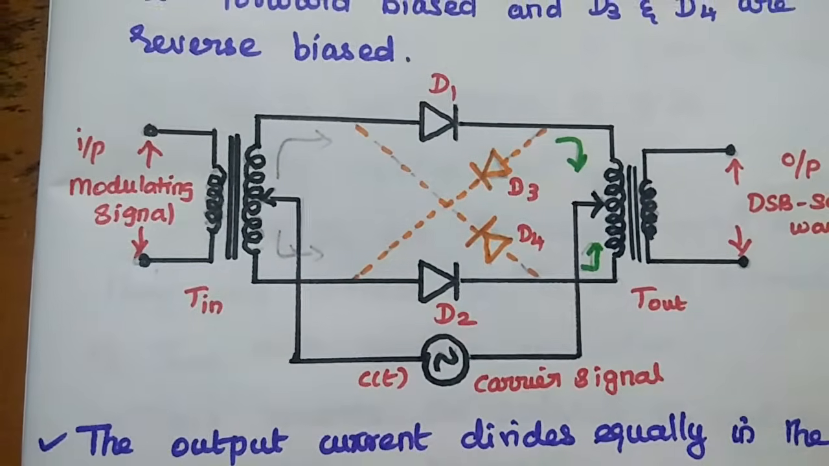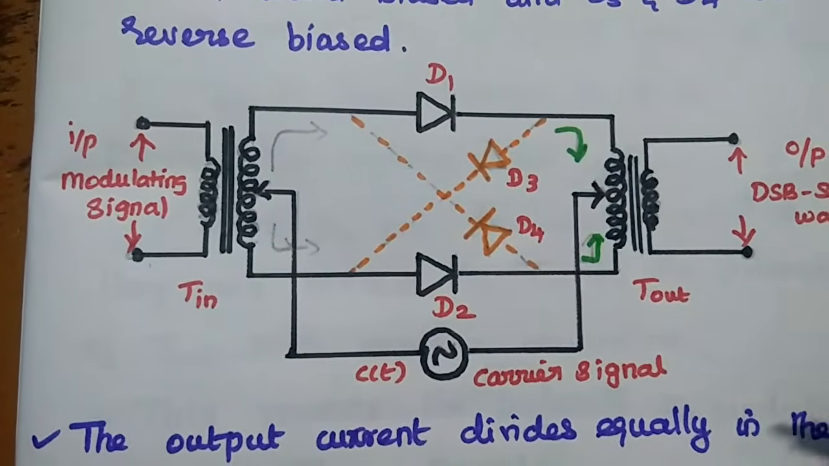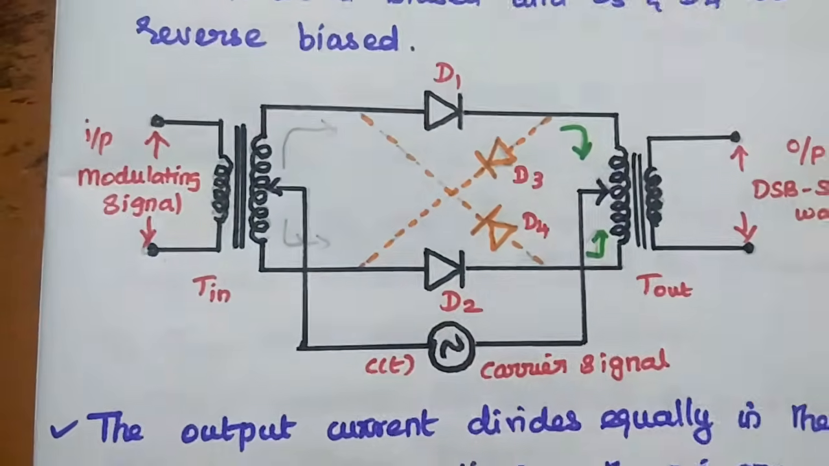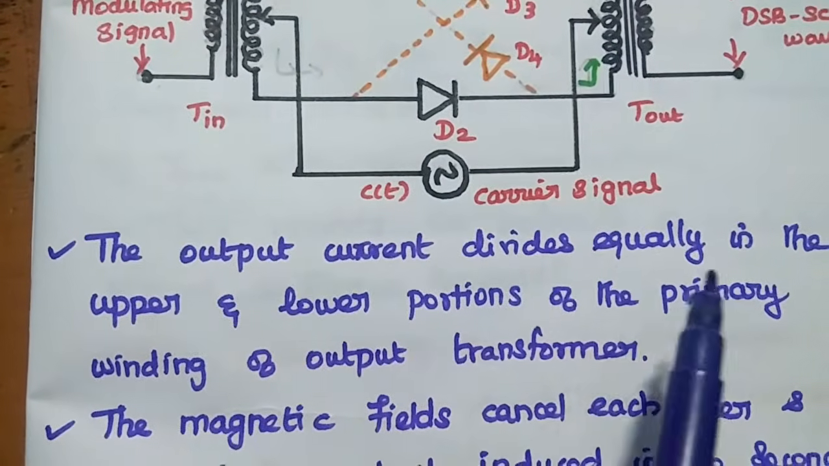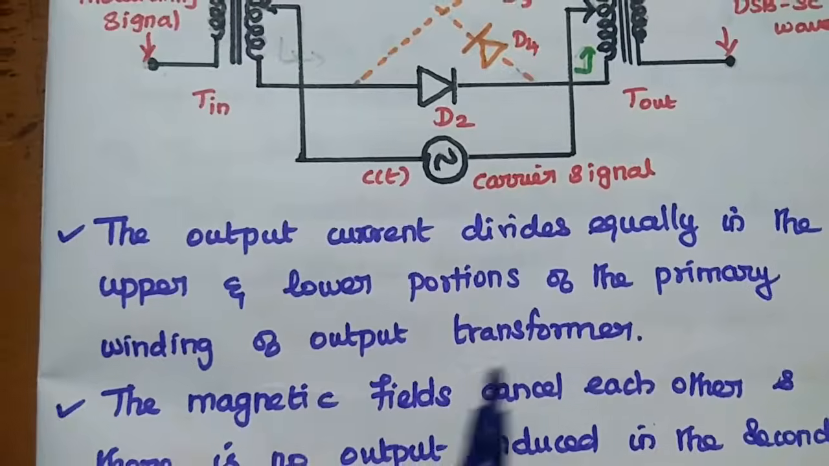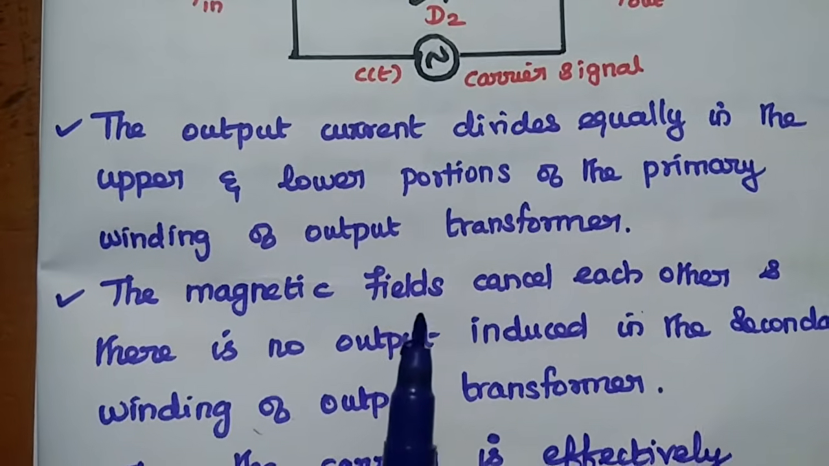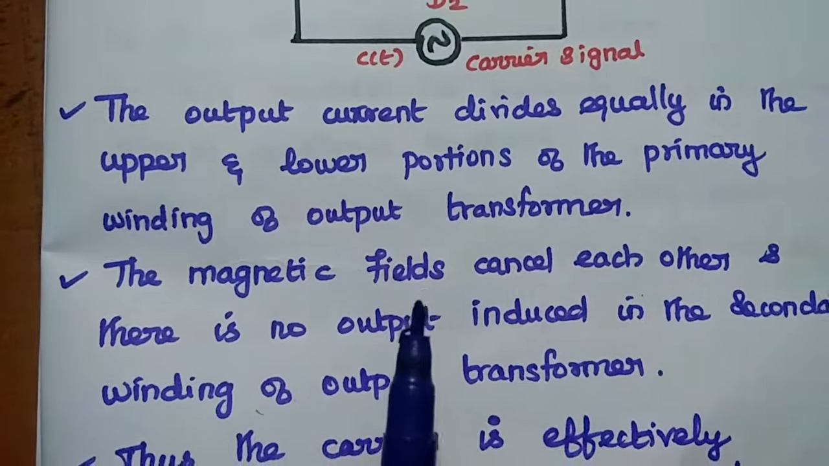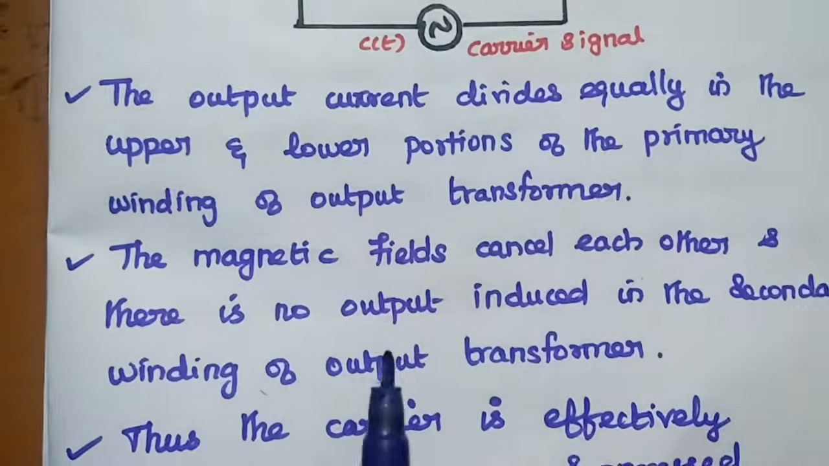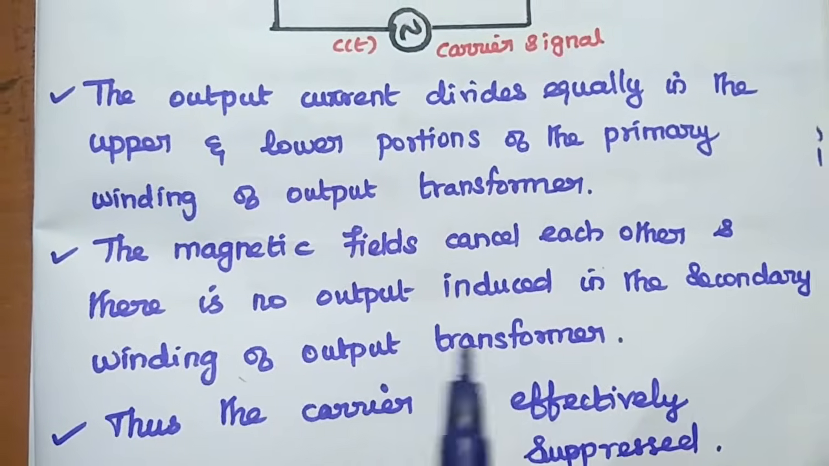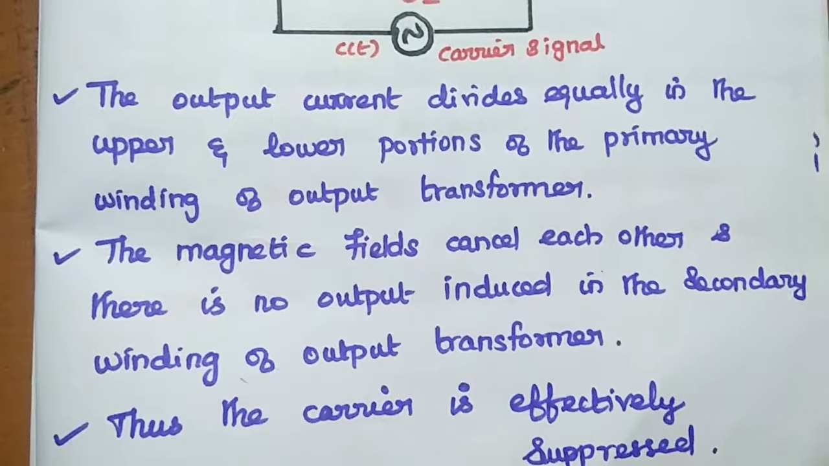So thereby we can suppress the carrier signal in this modulator. Do you all understand that? Okay, so that's what is given here. The output current divides equally in the upper and lower portions of the primary winding of the output transformer. The magnetic fields cancel each other since they are in opposite directions, and there is no output induced in the secondary winding of the output transformer. Thus the carrier is effectively suppressed.